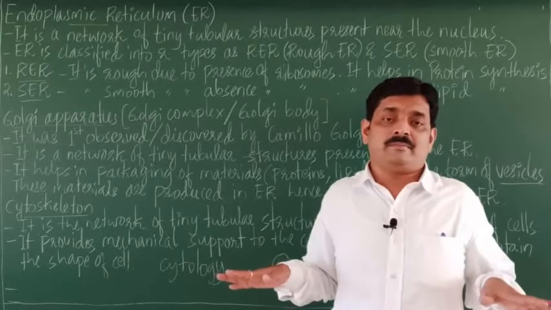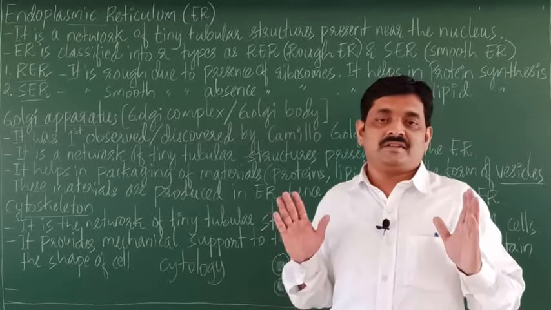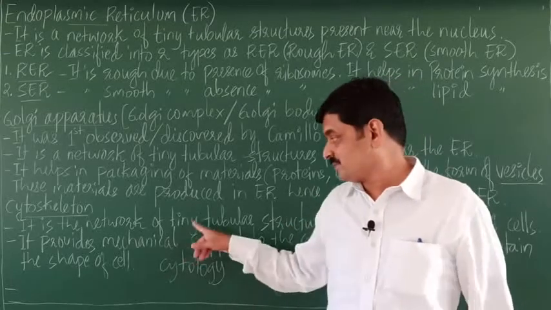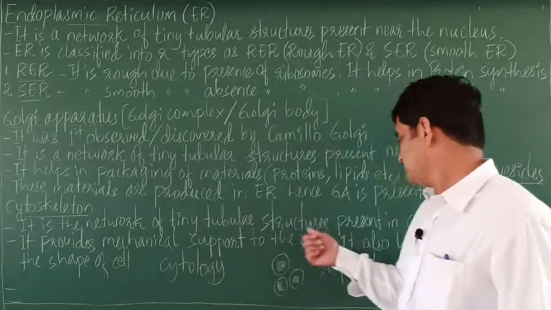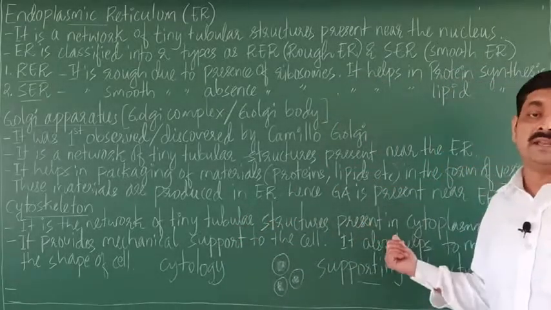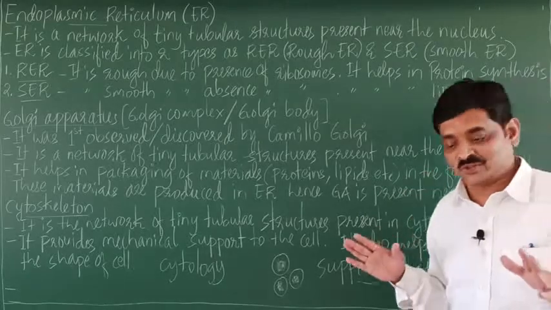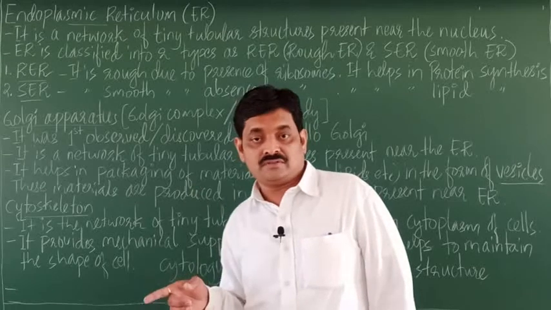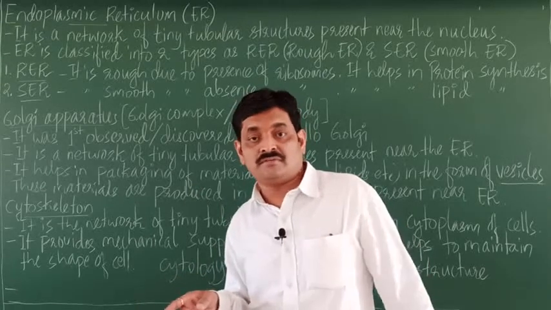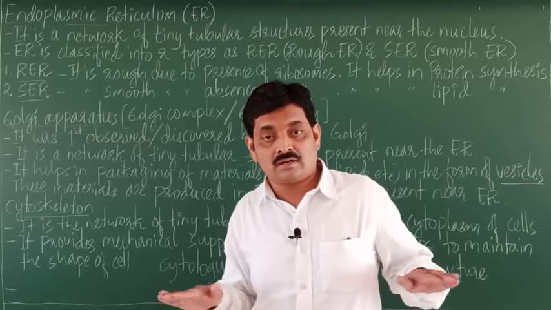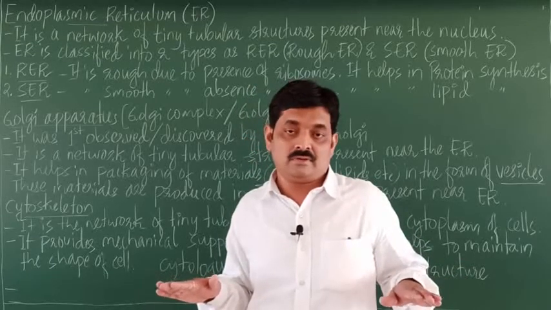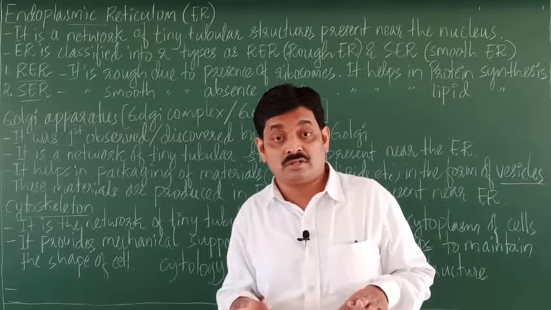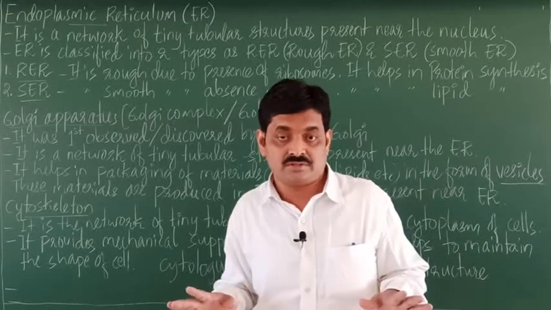So how can you write the meaning of cytoskeleton? Again, the meaning is the same, right? The cytoskeleton is the network of tiny tubular structures present in the cytoplasm of cells. So the definition of endoplasmic reticulum, the definition of Golgi apparatus, the definition of cytoskeleton, all are the same, because ER and Golgi apparatus both are cytoskeletal structures, right?